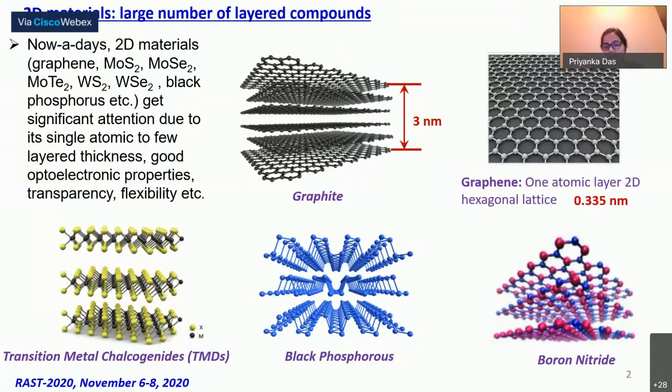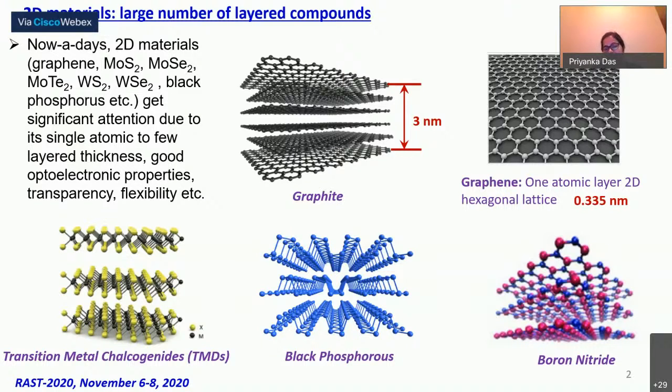So here you can see the layer structure of graphite, which is an allotrope of carbon, and this actually consists of stacks of graphene, where graphene is a one atomic layer 2D hexagonal lattice. In the below left side, you can see another 2D material that is named transition metal chalcogenide.